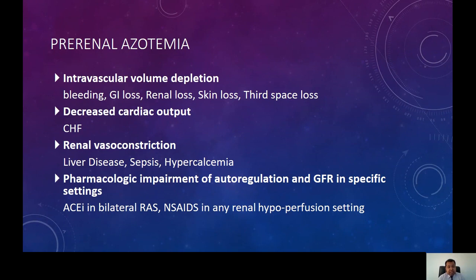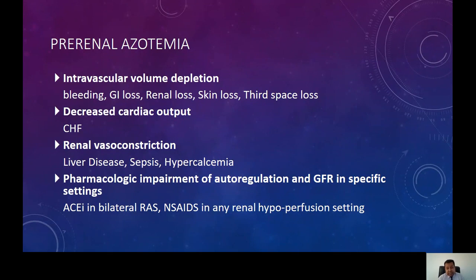We see this in conditions like dengue hemorrhagic fever, and sometimes in conditions like nephrotic syndrome, and decreased cardiac output due to heart failure or reduced cardiac output. Then renal vasoconstriction we see in hepatorenal disease or even sepsis. It can cause renal vasoconstriction or hypercalcemia, or sometimes a pharmacological impairment of regulation of GFR in specific settings, like when children are on ACE inhibitors, especially with bilateral renal artery stenosis.